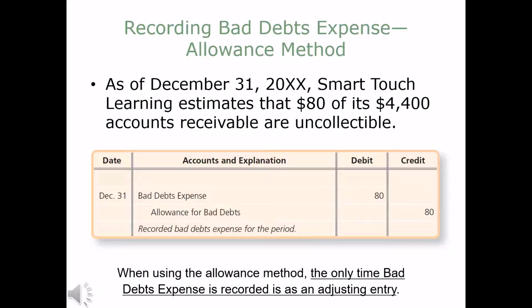When we're using the allowance method, we will only use bad debts expense when we are making our adjusting journal entry for the estimated allowance. This account will not be used when we write off specific accounts receivable amounts. That will just be done to the allowance for bad debts account.